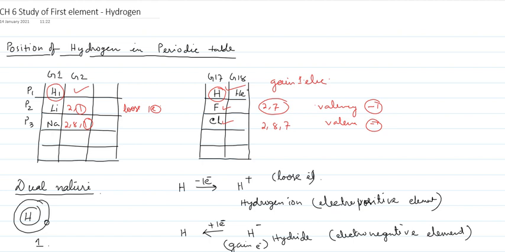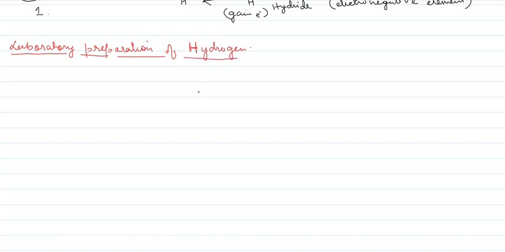Now we will see how we can prepare hydrogen in the laboratory, that is the laboratory preparation of hydrogen. Laboratory preparation means we will learn how we can prepare hydrogen in the laboratory without any risk or hazard. Safety will be the first priority when it is prepared in the laboratory, and it will be in very small quantity. We will not use any dangerous or harmful chemical in this preparation.